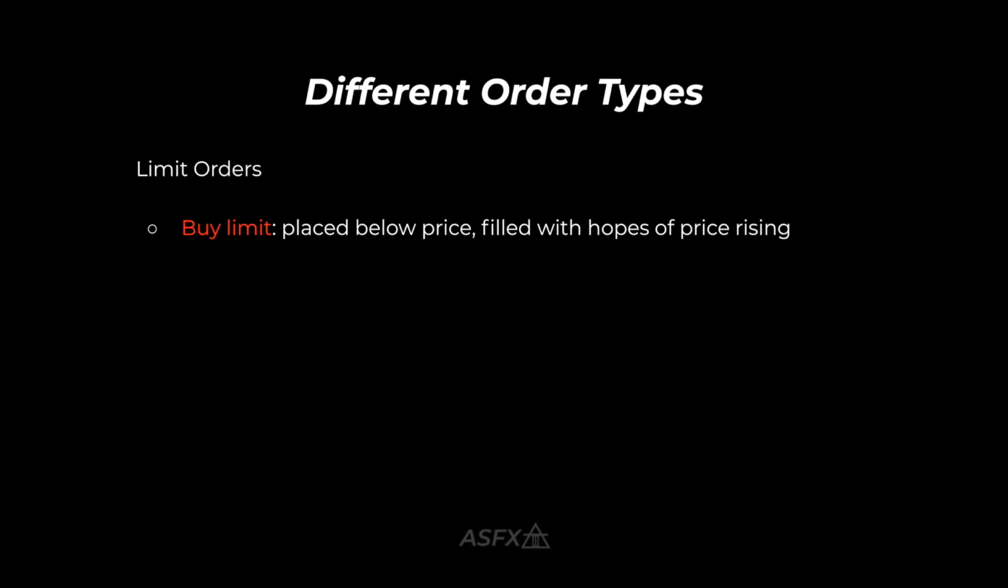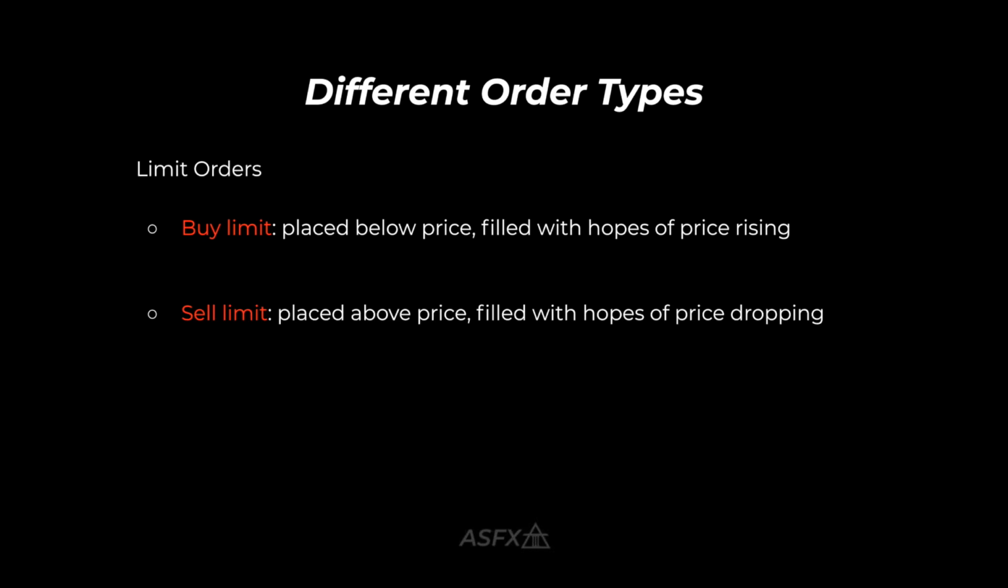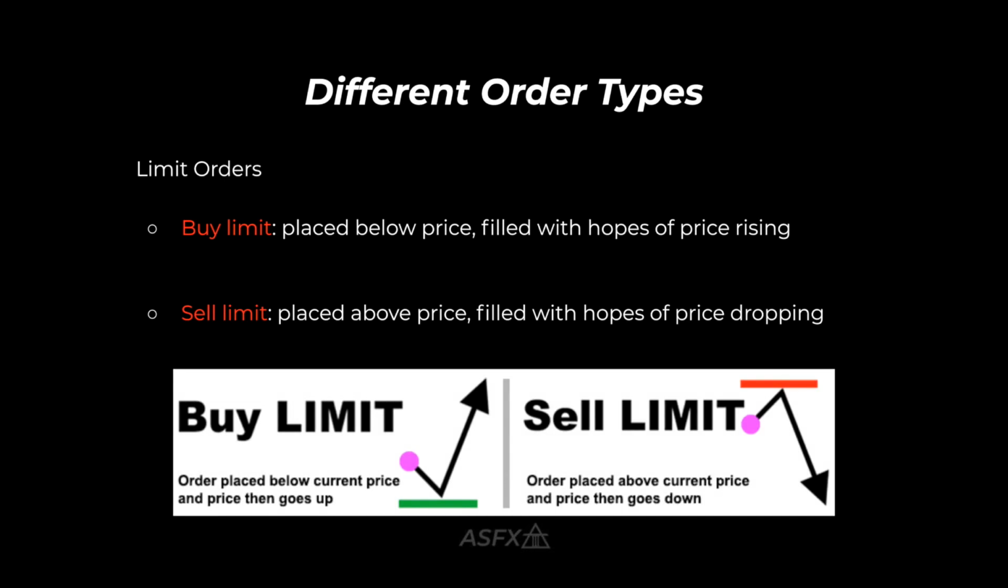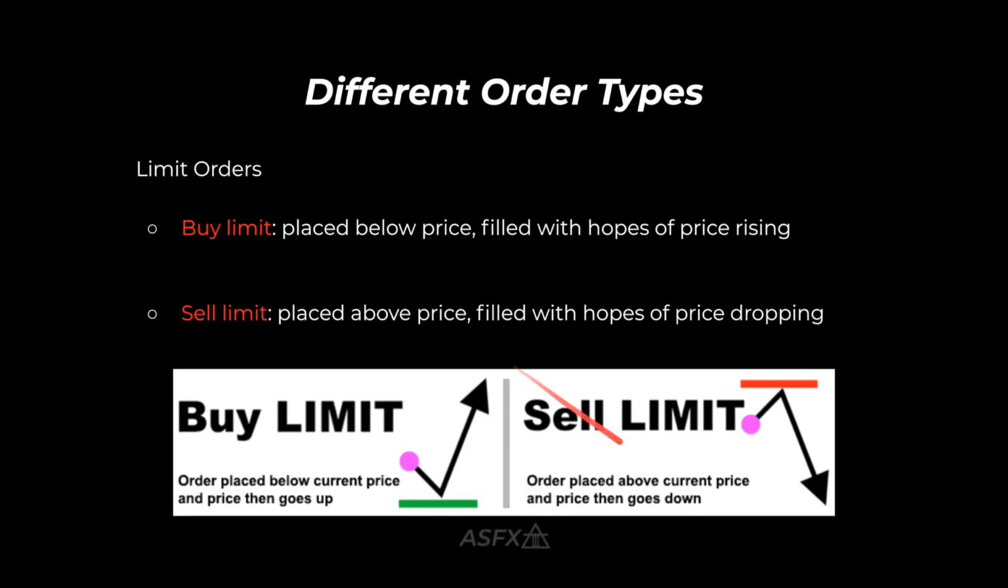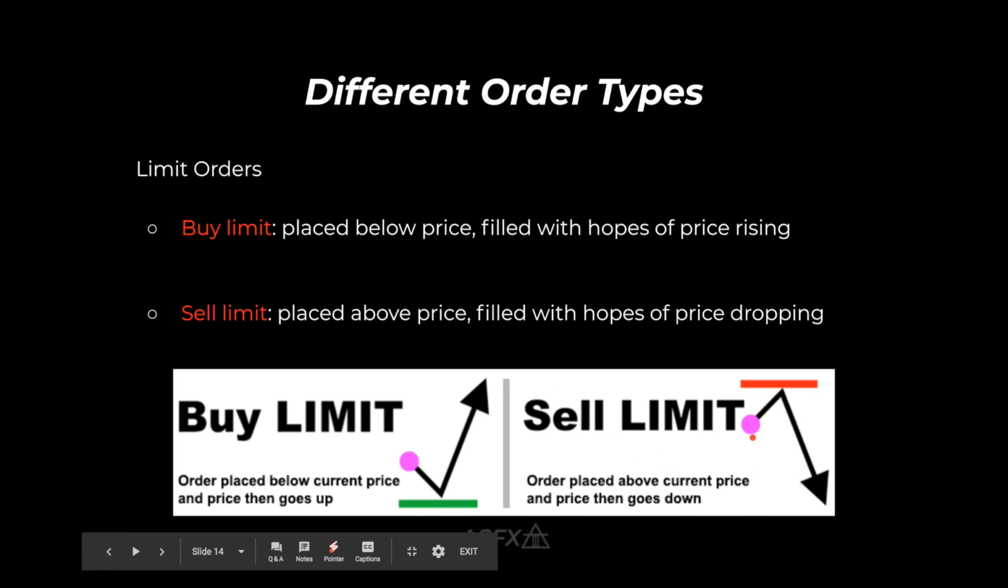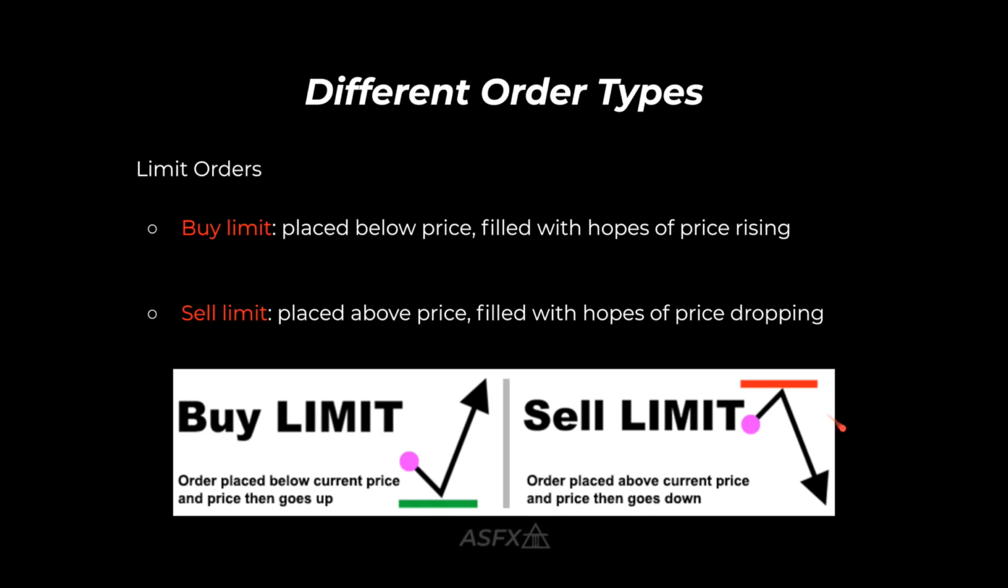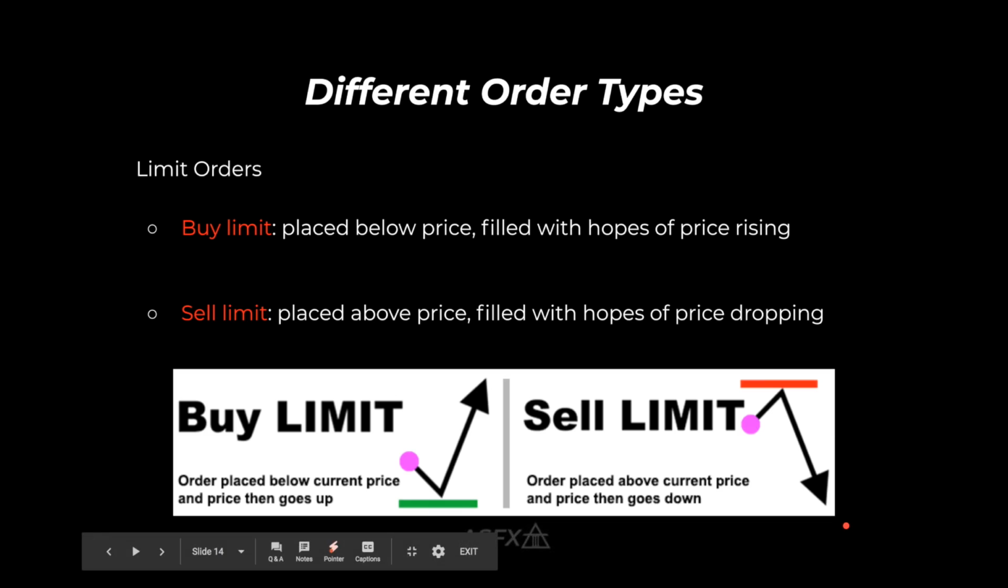Now, limit orders, if we're talking about a buy limit, this is placed below current price and filled with the hopes of price rising. If we're talking about a sell limit, that is placed above current price and filled with the hopes of price dropping. A visual representation is right here for you. A buy limit, as you can see, is placed below current price, hoping price will drop, pick up the order, and then continue higher at a later time. The sell limit is the opposite of that. Sell limits are placed above current price. Price will rise and reach it, but then continue back in its downtrend, hopefully, as time goes on.